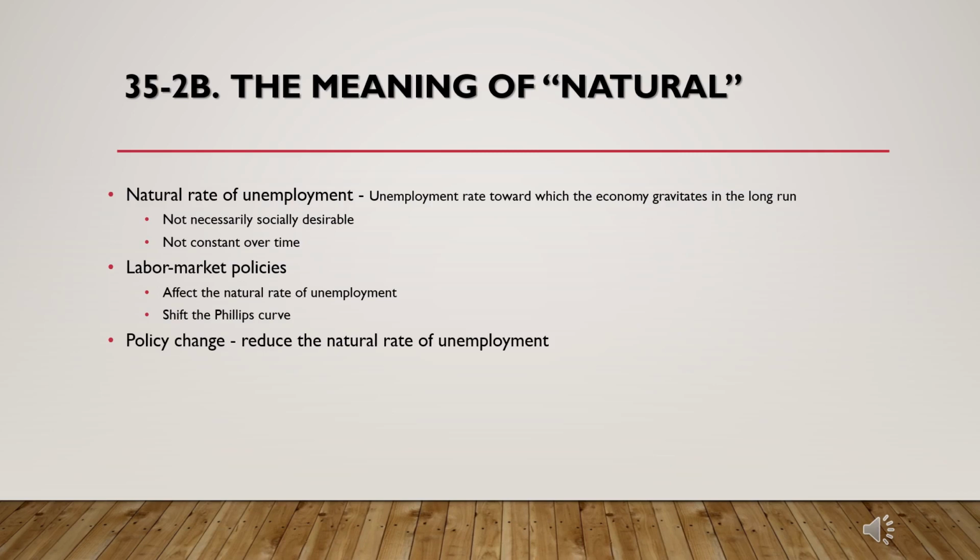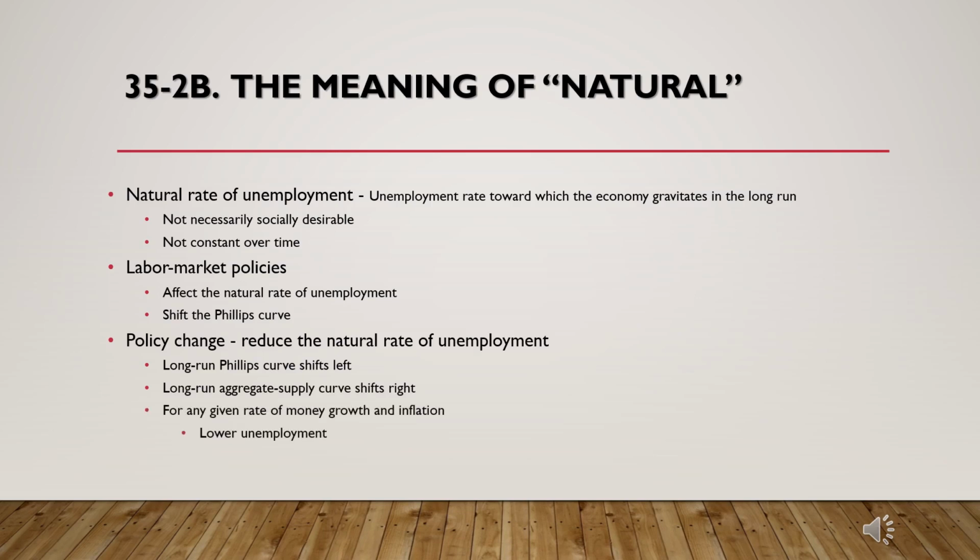A policy change that reduces the natural rate of unemployment would shift the long-run Phillips curve to the left. In addition, because lower unemployment means more workers are producing goods and services, the quantity of goods and services supplied would be larger at any given price level, and the long-run aggregate supply curve would shift to the right. The economy could then enjoy lower unemployment and higher output for any given rate of money growth and inflation.